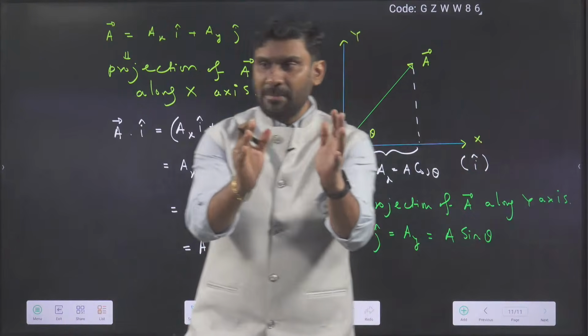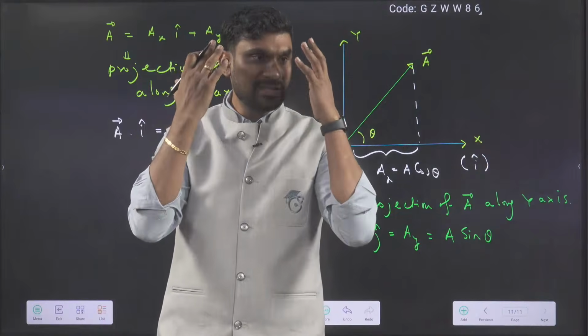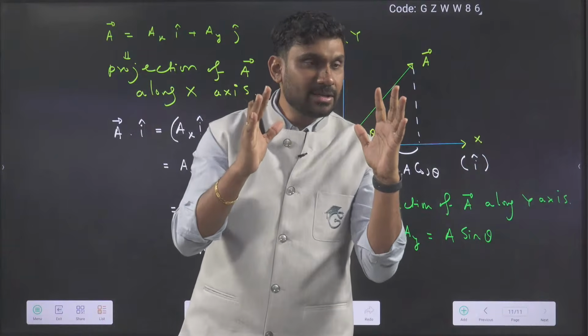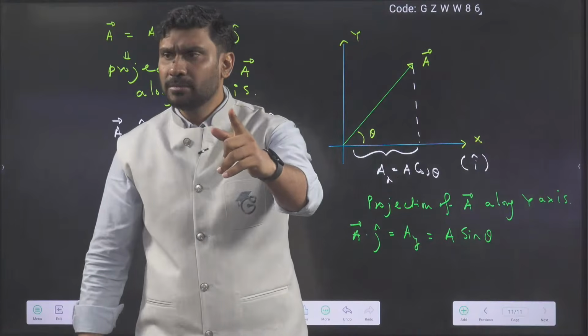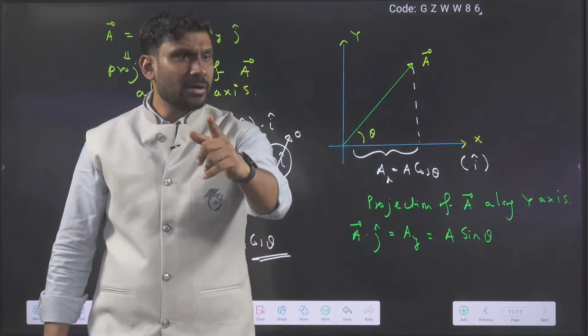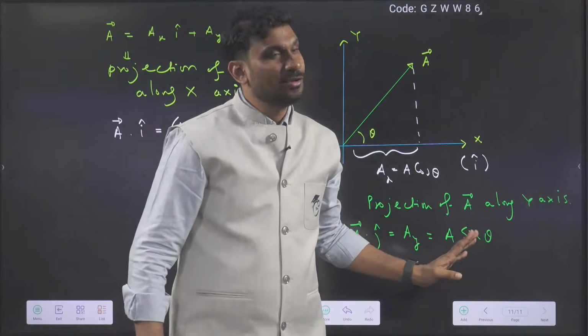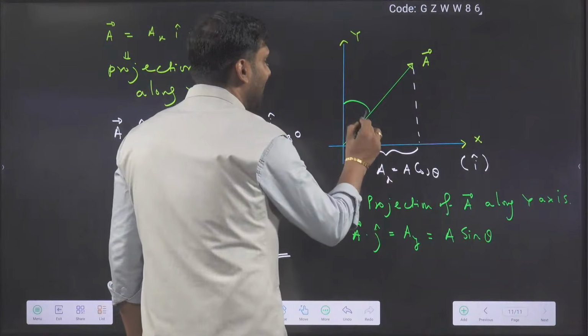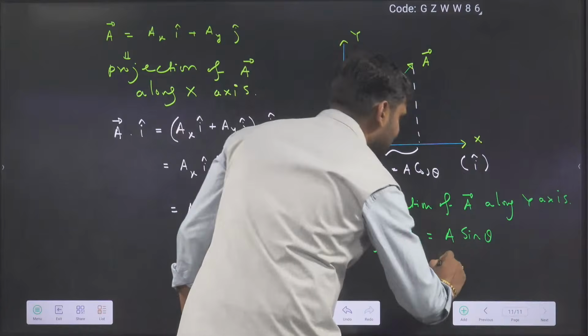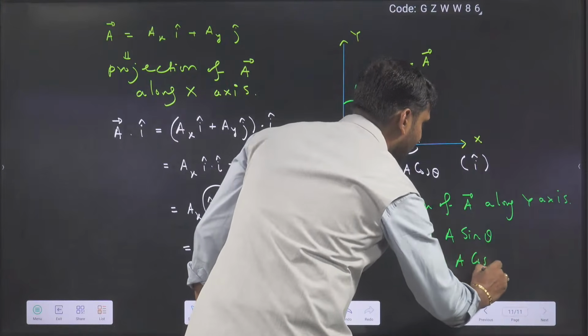Hold on, please have patience. Full concentration here. A sin theta. Sir, you said cos will come. और यहाँ पे तो sin आ गया sir. कोई दिक्कत नहीं. Here theta is the angle with the x axis. But if I take an angle beta with the y axis, इसका आंसर क्या आएगा? ये आएगा A cos beta only.